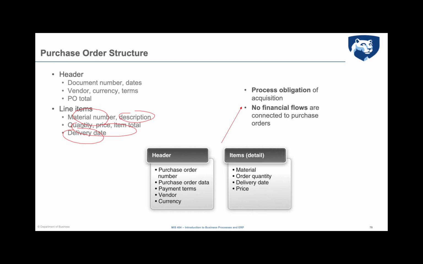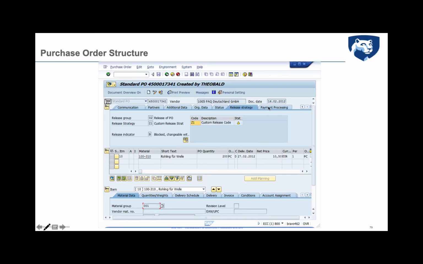So remember, this means economic flow, cost. No financial flow. I mean, you cannot say that it is also a financial flow. It doesn't lead necessarily to a cash out. Now let's see what a purchase order looks like.